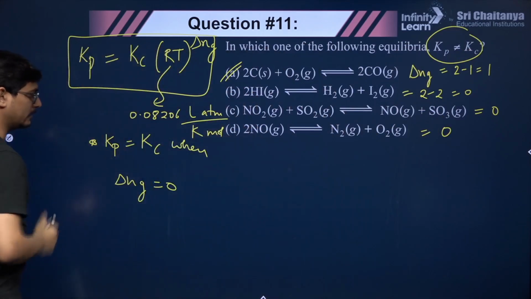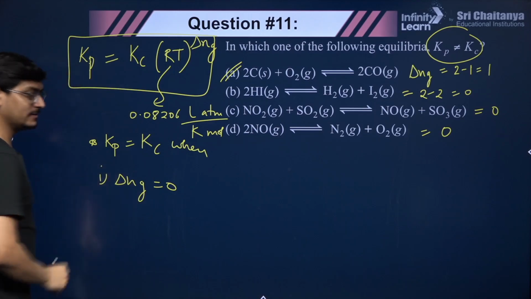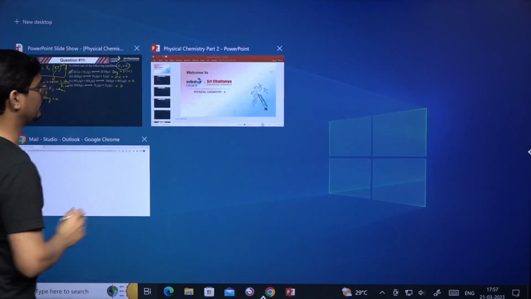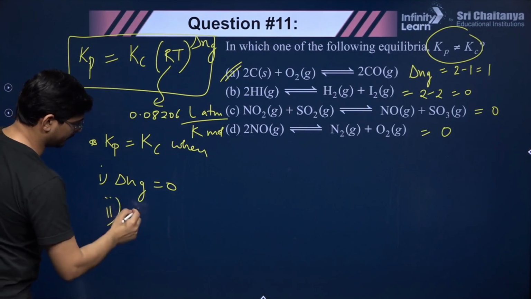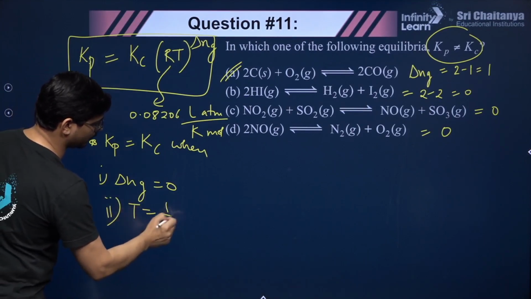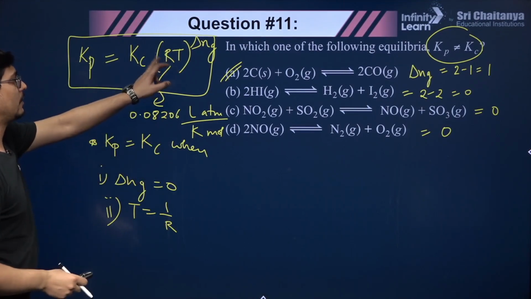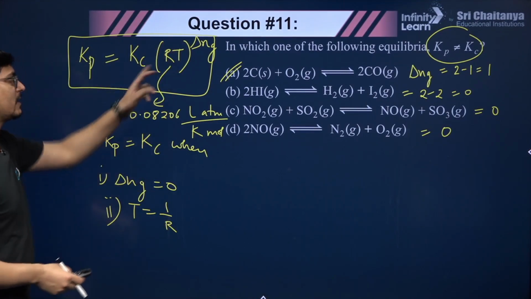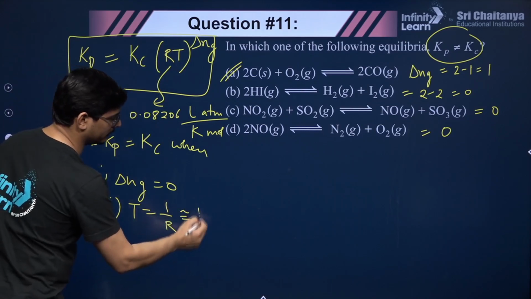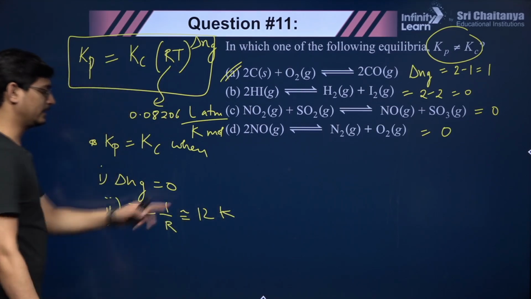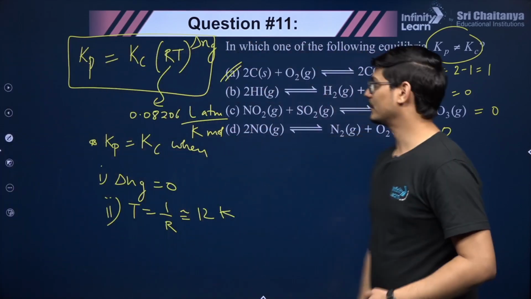Let us come back here. Kp is equal to Kc, first, when delta Ng is 0. Second, when temperature is 1 upon R. Because if temperature is 1 upon R, then R into 1 upon R will cancel out, and 1 raised to the power anything is 1. So 1 upon R is approximately 12 Kelvin. At this temperature also Kp is equal to Kc.